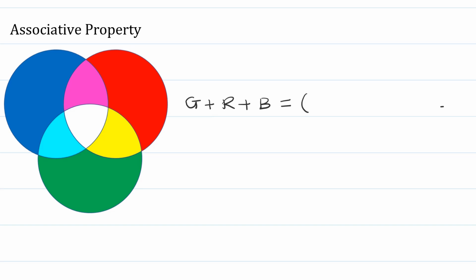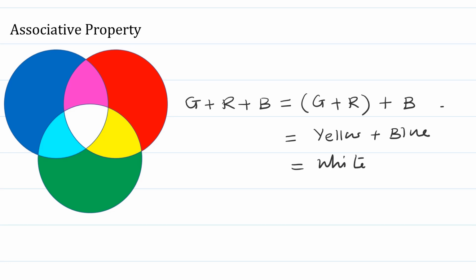So first we can add green color to red, and then to this combination we can add blue. So we know that green plus red is yellow. And what is yellow plus blue? White. So combination of green, red and blue is white.